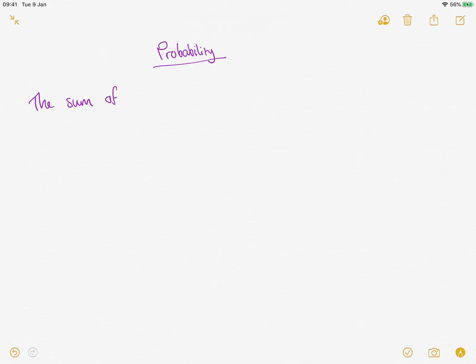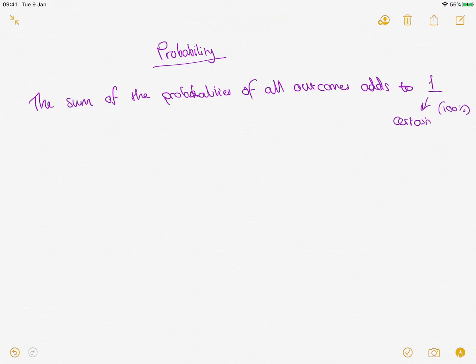The sum of the probabilities of all outcomes adds to 1. Remember, 1 was saying that something was certain. Another way to say that is 100%.